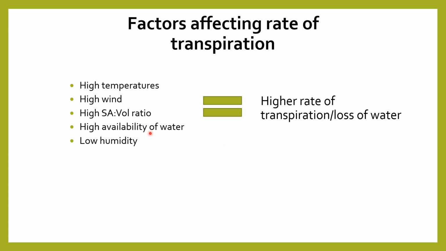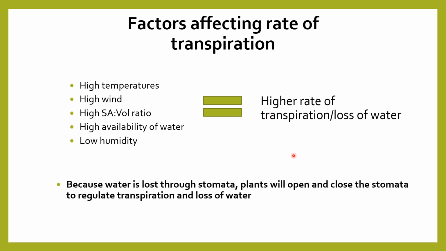If there's high availability of water, again, higher rate of transpiration, more water loss, but this is because the plant doesn't need to conserve as much water if there is always water available. If there's low humidity, so very dry, again, higher rates of transpiration and water loss.